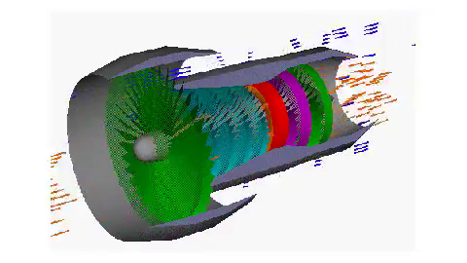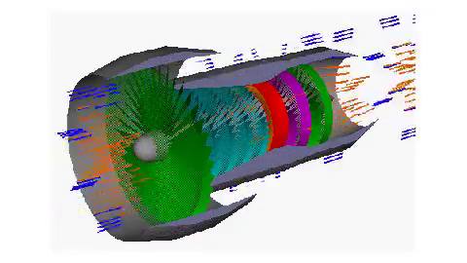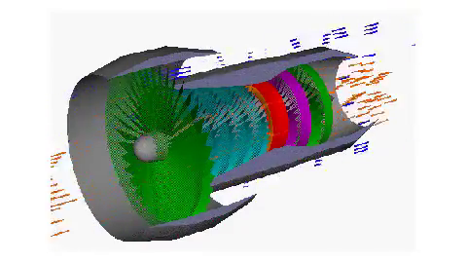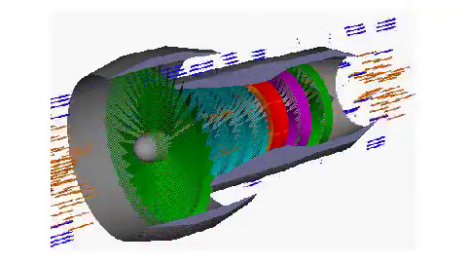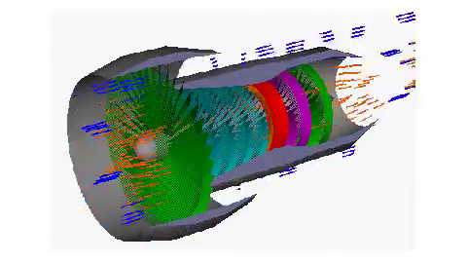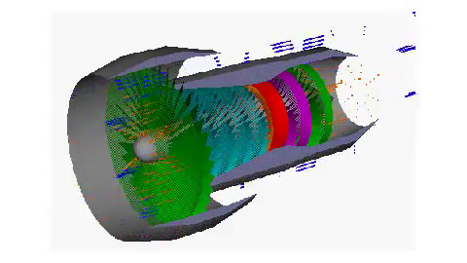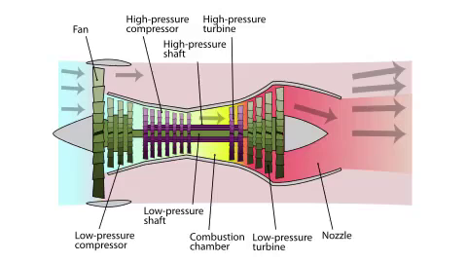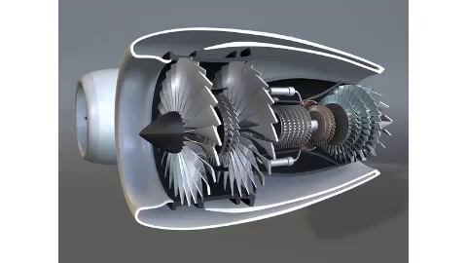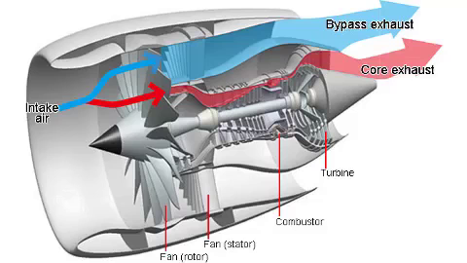The fan sucks in air, which then gets further compressed, and combustion takes place in the burner. As you can see in the animation, instead of burning the whole fresh charge, only some part of it is used for combustion and the rest of the air just bypasses, goes around, the engine. The air that goes around the engine has slightly more velocity than the free stream. So a turbofan gets some of its thrust from the core and some of its thrust from the fan.